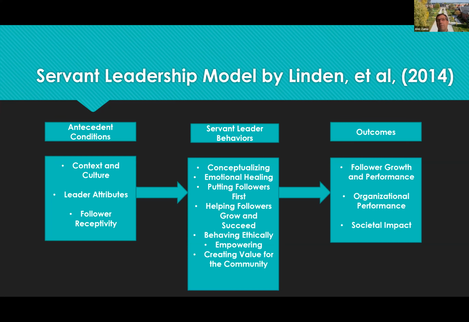And the last one, its societal impact. Since we have, especially in the last element of servant leader behavior, creating value for the community, the organizations that have servant leadership as their main leadership model for their leadership development and practice will engage more in society and giving back to society. So there will be a positive societal impact. So this is the model by Liden that has three components: antecedent conditions, servant leader behavior, and outcomes.